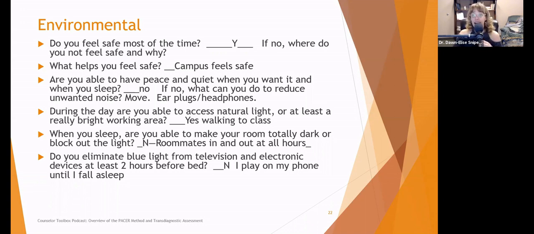During the day, are you able to access natural light or at least a really bright working area? She walks to class, so that really helps set her circadian rhythms. That's a good thing. When you sleep, are you able to make your room totally dark or block out the lights? No. You know, those roommates again, coming in, turning on lights, making noise. Do you eliminate blue light from television and electronic devices at least 2 hours before bed? She said no, I play on my phone until I fall asleep. Another thing we might talk about when we go through that sleep hygiene assessment.